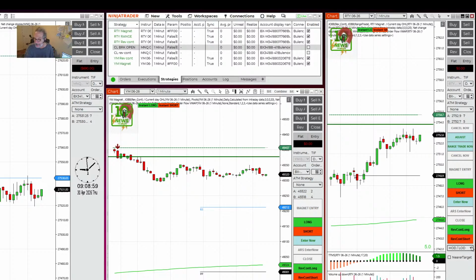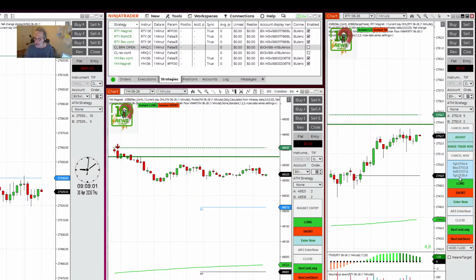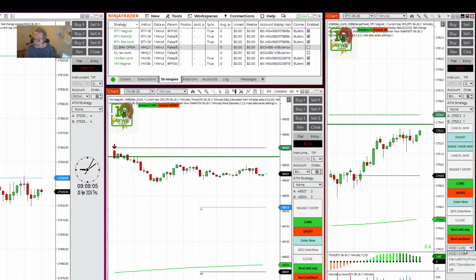So on the control panel here, we can turn off the signals. Turn off the orders. RTY looks darn bullish though, doesn't it? It almost looks like you want to take the magnet. The markets are quite bullish.